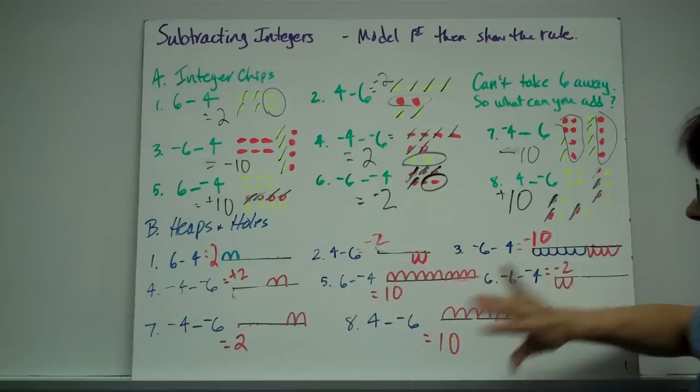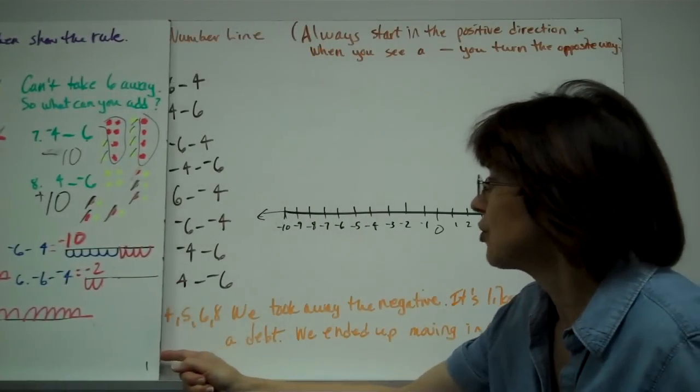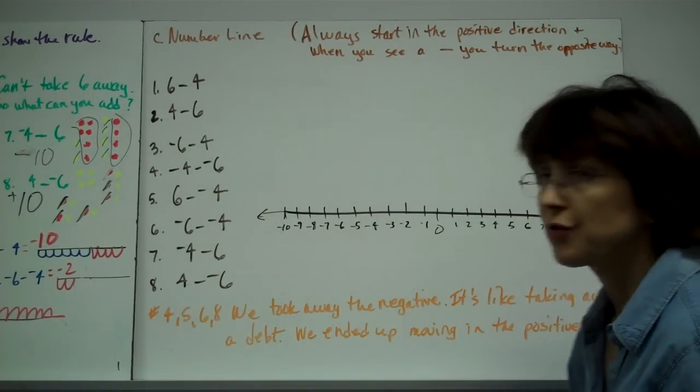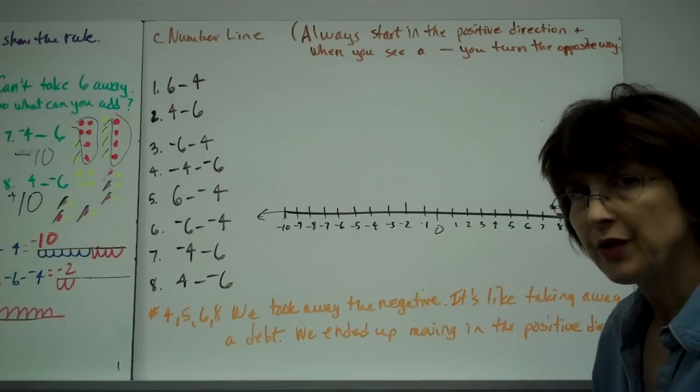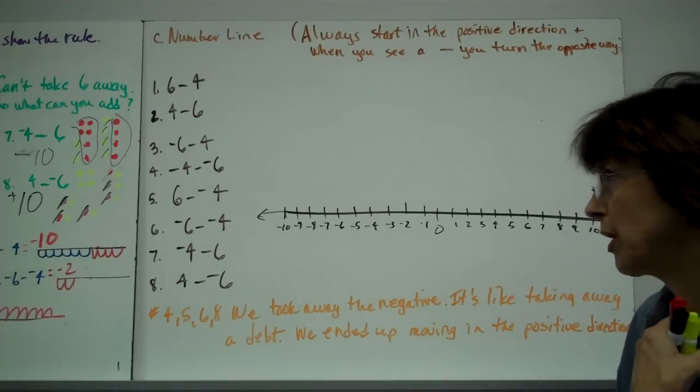Okay, so that's chips, and that's heaps and wholes. Now let's do the number line. This may be a little tricky for some of you, but we do want to go through it to make sure you understand and have a little bit of familiarity with it, because you might see a question like this on an assessment, so you want to make sure you understand how to use the number line.